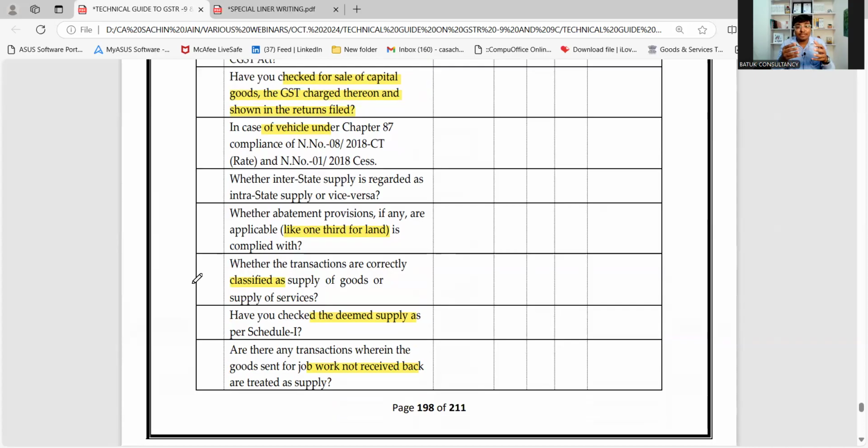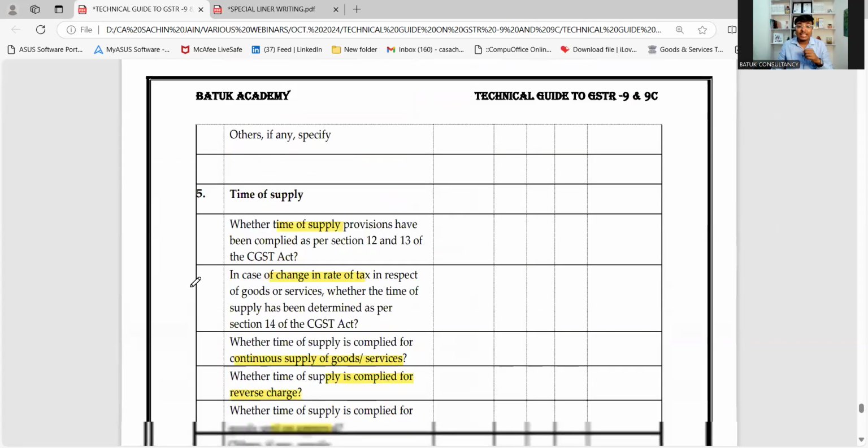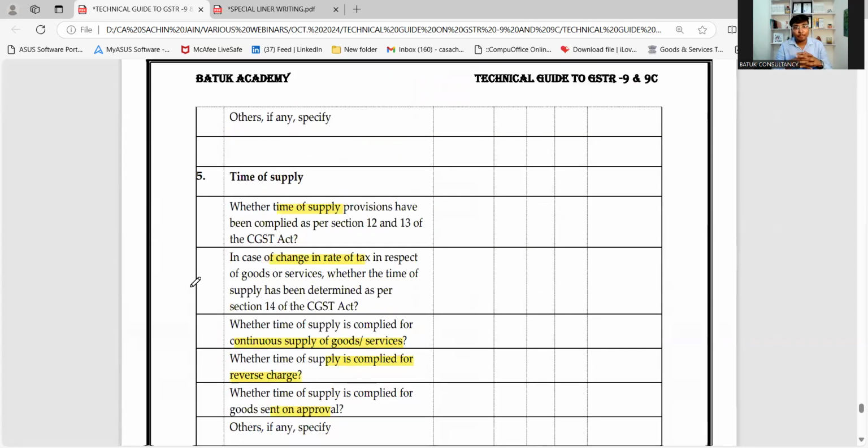We also need to check if there is any deemed supply as per Schedule 1. We have already covered that. In that case, we need to check. So these types of things we just need to ensure. In case of time of supply, our main focus is on input tax credit. But there are a lot of areas on which we need to focus, like time of supply, place of supply, value of supply, the refund under GST, the audit and assessment under GST. The very basic sections of GST, we need to focus on those as well.